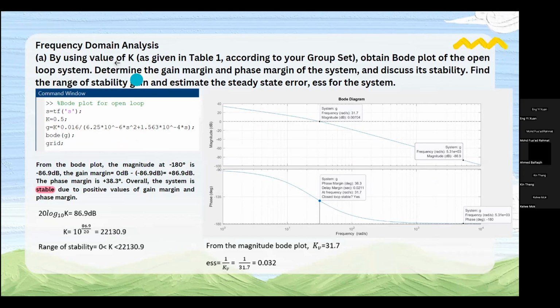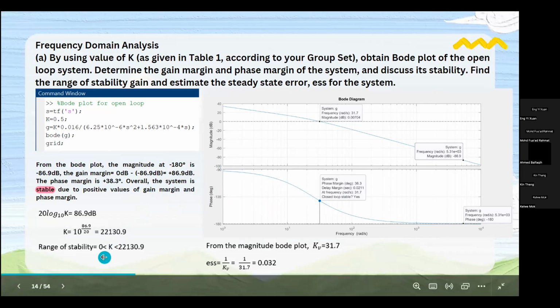After that, we will do the frequency domain analysis. In this part, we're going to find the gain margin and phase margin. So we do the Bode plot for the open loop and closed loop. And we get that the gain margin is positive 86.9 dB and the phase margin is 38.3 degrees. So overall, we can say that the system is stable because both values are positive. And the range of stability is k between 0 to 22,130. The steady state error is 0.032.